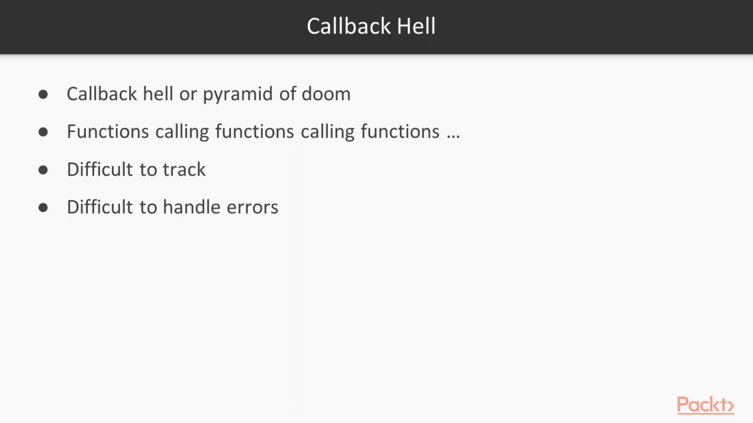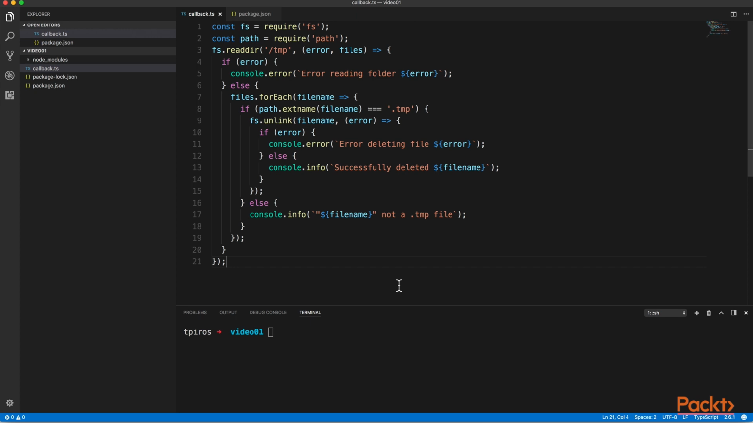So callback hell, or the pyramid of doom, is a state created by using callback style coding. Here's a typical example of what I mean. Notice how the structure of the code looks like a pyramid. In this code, we are attempting to read a directory and check each file for a temp extension, and if that condition is true, we want to delete the file from the folder.